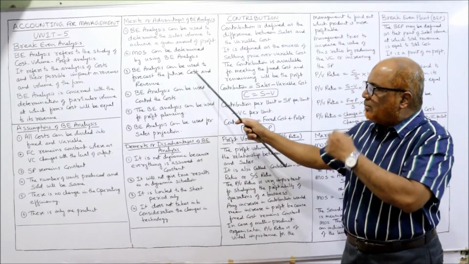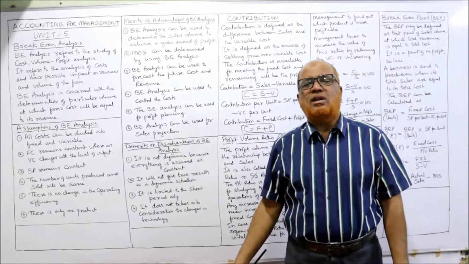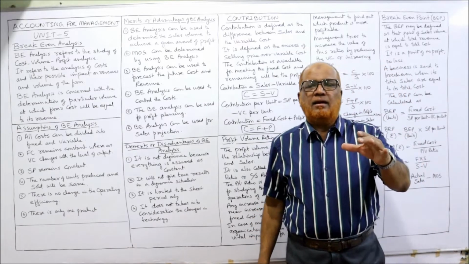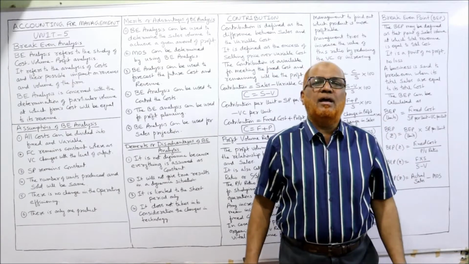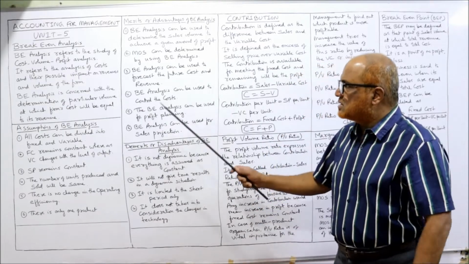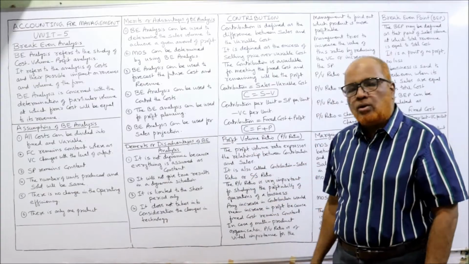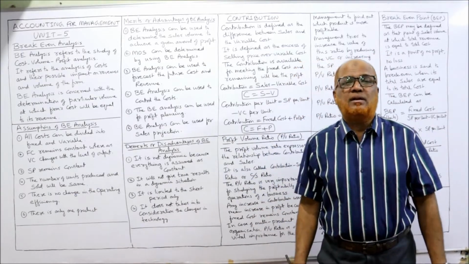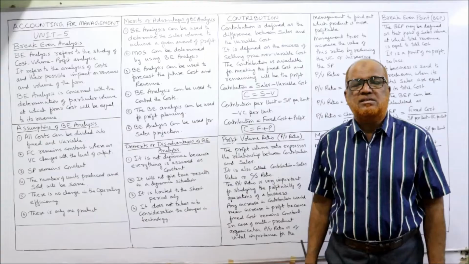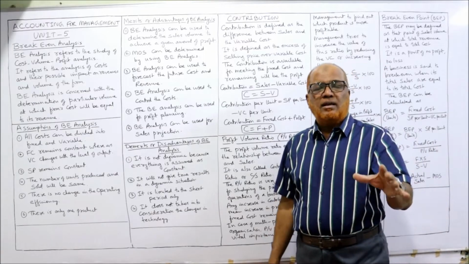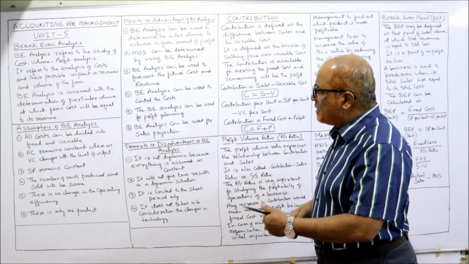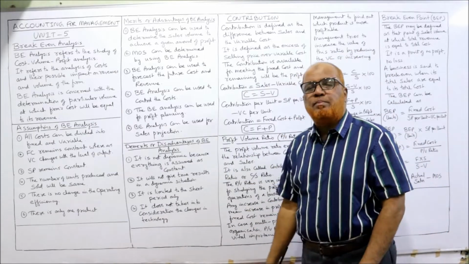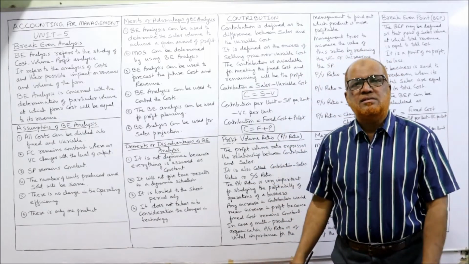Next, break-even analysis can be used to forecast the future cost and revenue. The planning regarding cost and revenue or forecasting can be done by using break-even analysis. Break-even analysis can be used to control the cost. Another important advantage of break-even analysis is by using the technique of break-even analysis, we can be able to control the costs. Next one is the break-even analysis can be used for profit planning, just like CVP analysis.